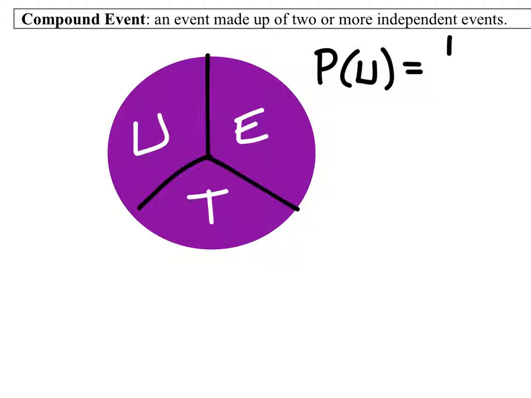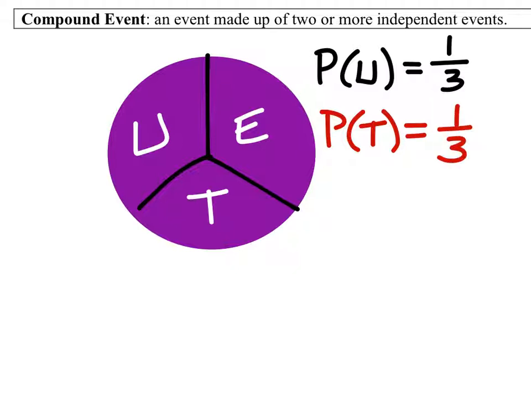1/3. Yeah, there's 1 U out of the 3 possibles. What's the probability of getting maybe a T? 1/3, right. Then what is the probability of getting an E? 1/3, right? So here's the way this works with compound probabilities.